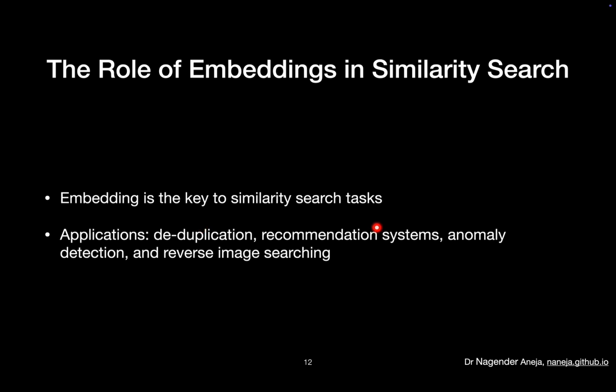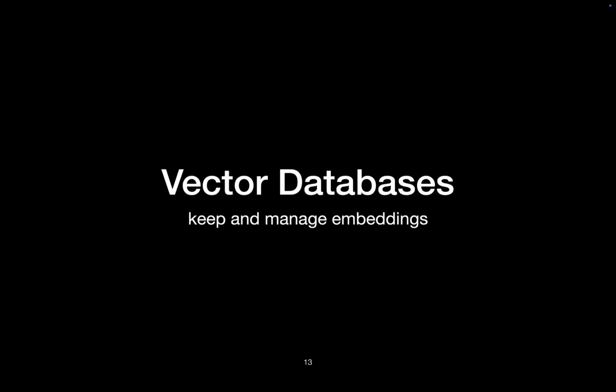Recommendation systems can also use this cosine similarity, similarly anomaly detection or reverse image searching. For reverse image searching, you convert an image to an embedding, match the embedding, and then display the images which are close to the input image, right? So all of these things can use embeddings. Next step is vector databases. Now that we have seen embeddings, we can store and manage these embeddings in a database, and that's the vector database.